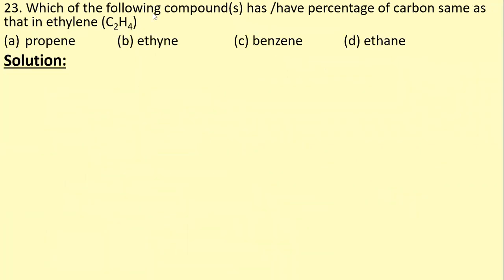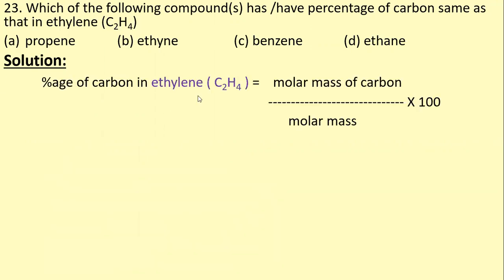Which of the following compounds has the same percentage of carbon as that in ethylene? Ethylene will be written as C2H4. Previously we studied ethane, which is C2H6. Here ethylene means C2H4. This is the molecular formula. So we'll go for the calculation. The percentage of carbon in ethylene is given by the molar mass of carbon divided by the overall molar mass, into 100. Why are we writing 100 here? Because we are writing in percentage.